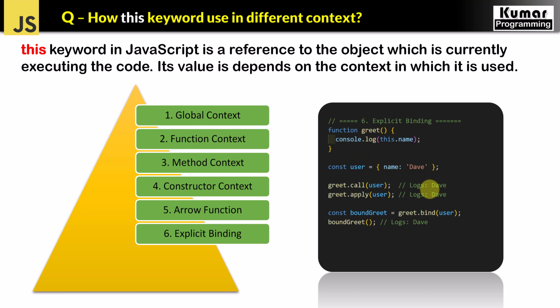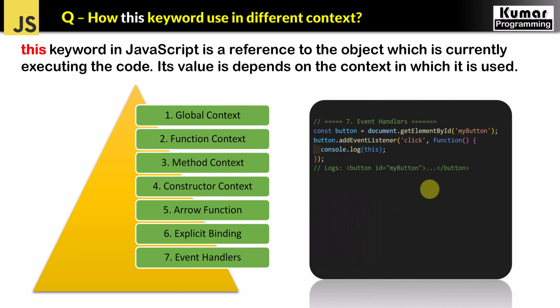Now let's move further and see the next context, which is the event handler. Whenever we are using our this keyword inside an event handler, at that point of time, this keyword is going to return the element for which the event was triggered. So here if you see, I'm logging this value, so it's going to return a button element because this button element was associated with this event. I hope this is getting clear to you. Now let's flip to Visual Studio Code and see all these contexts in action.